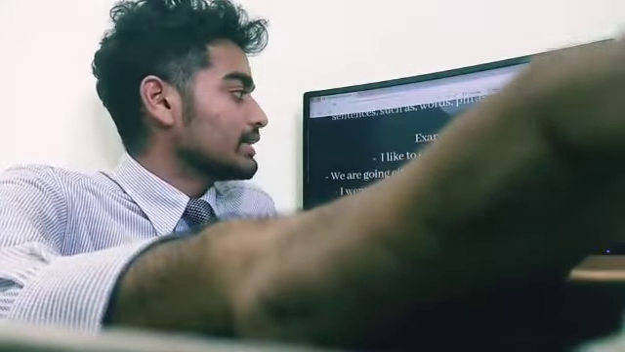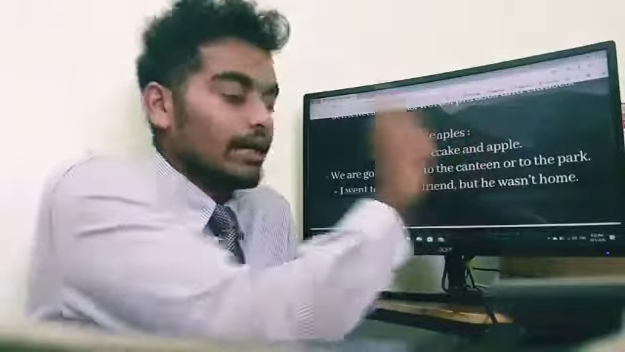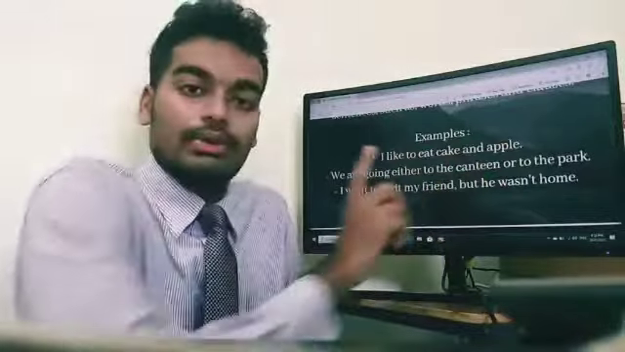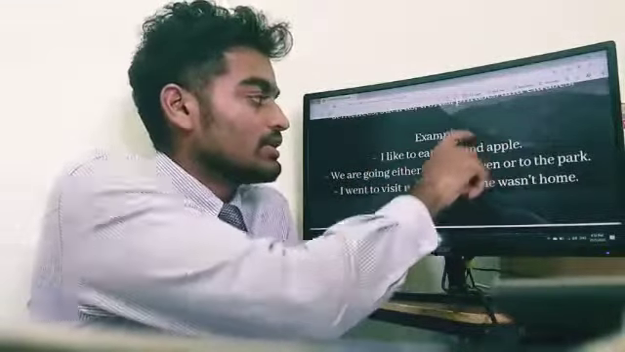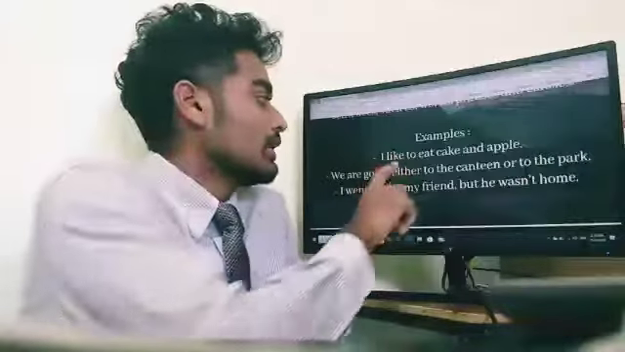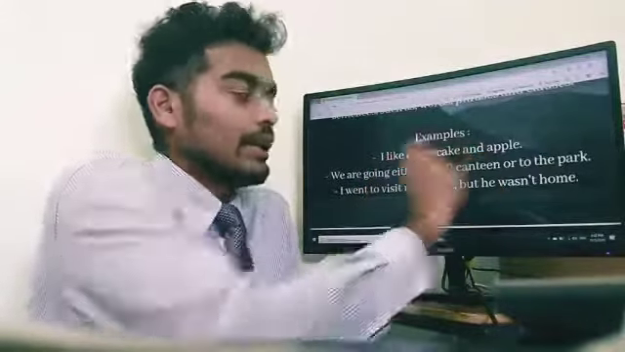I'll give 3 examples for you so that you can understand easily. I like to eat cake and apple. I like to eat cake is a clause. Apple is a word. Now the conjunction and is used to connect this clause and word. Now let me read it together. Now it will make sense. I like to eat cake and apple.